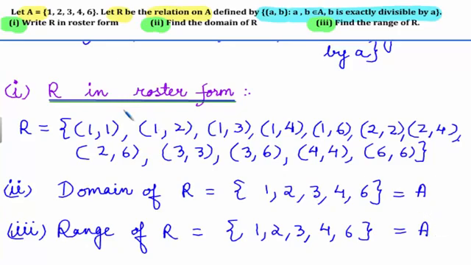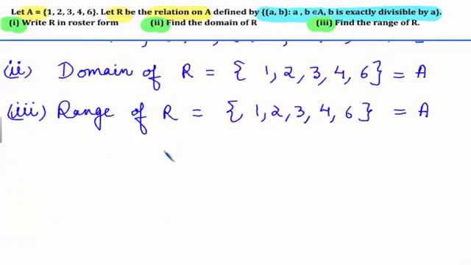So we have written R in roster form, then we have found the domain of R, which is equal to the set A, and range of R also is equal to the set A. So with this we come to the end of the solution of this question.